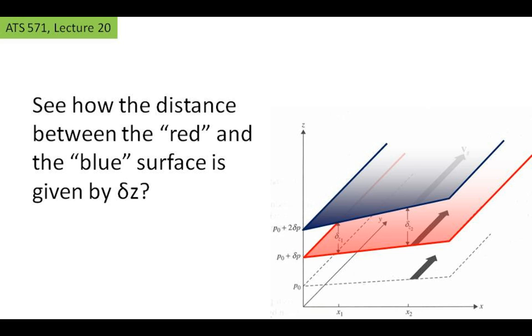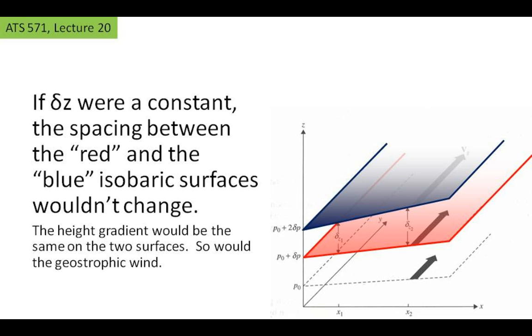Now, this is where the book starts making some of the notation a little bit more clear. See how there is a distance between each of these two surfaces, the red one and the blue one. Maybe that's 850 and 500 millibars or something like that. The book uses the notation delta Z for the distance between those surfaces, which is just a measure of literally how many meters it is between those two isobaric surfaces. Now, if that delta Z were a constant, then the spacing between the red and blue isobaric surfaces really wouldn't be changing from location to location. The two surfaces would basically be parallel to each other.